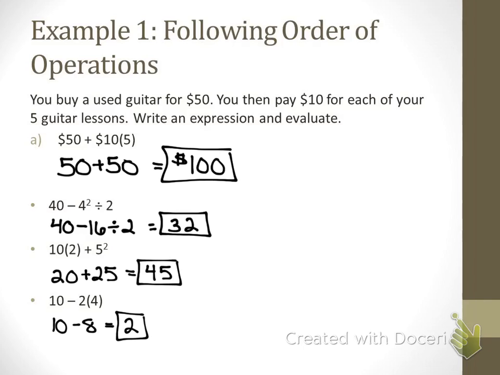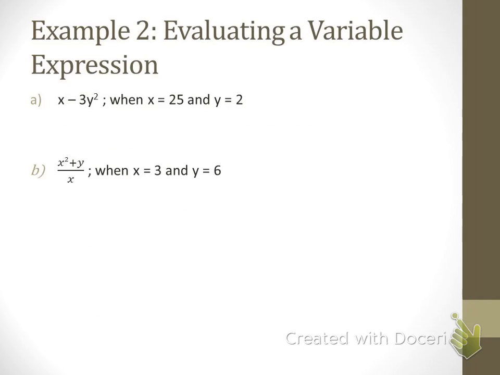Okay, that's it for example 1. Let's go to example 2 now. In example 2, and you're going to see this in almost every section that we start working, we start with just the numbers, and then we introduce variables into the mix. So evaluate the variable expression x minus 3y squared when x equals 25 and y equals 2. I want you to go ahead and try to make the substitution on your own before we get started.